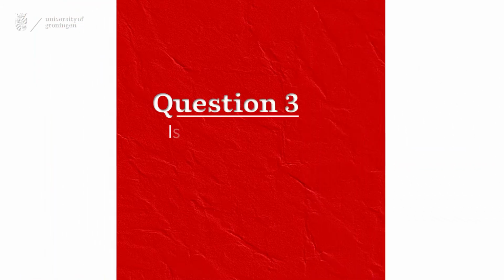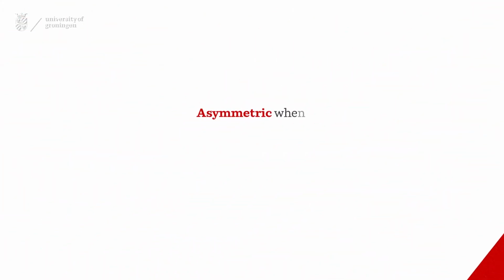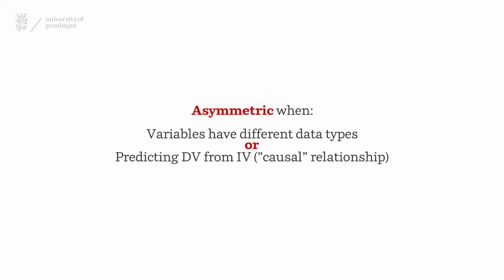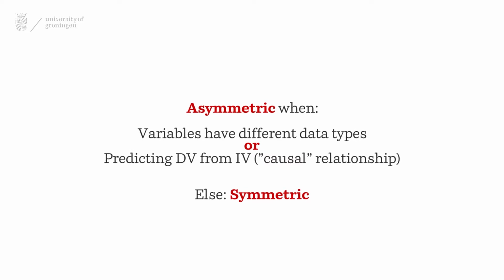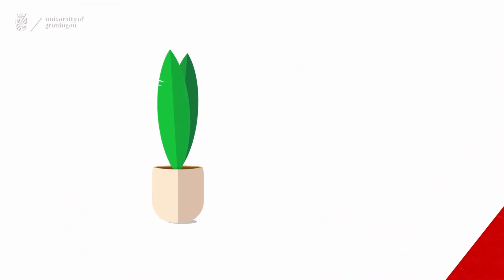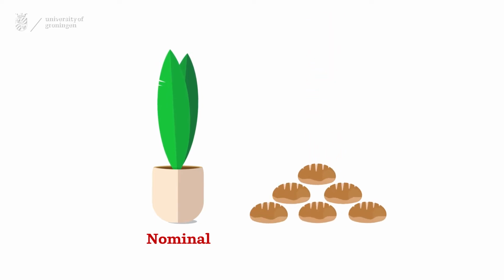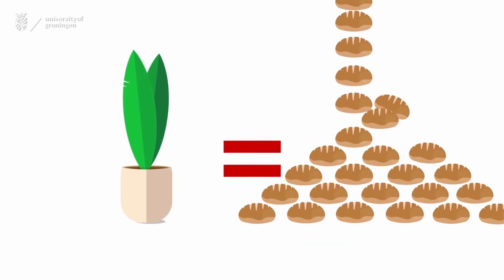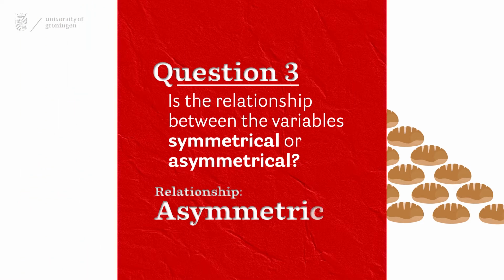Question 3. Is the relationship between the variables symmetrical or asymmetrical? The relationship between variables is asymmetric when variables have different data types, or you expect a causal relationship between the variables. In all other cases, the relationship is symmetrical. In our example, we have the variable plants, which is a nominal data type, and we have the variable productivity on an interval/ratio scale. We expect that plants have a positive influence on the productivity of the bakery. Therefore, the relationship is asymmetrical.